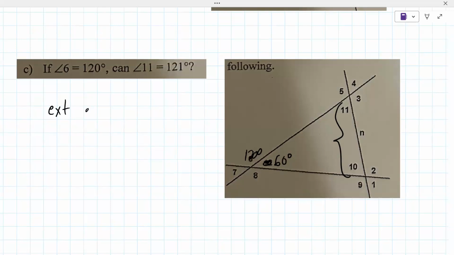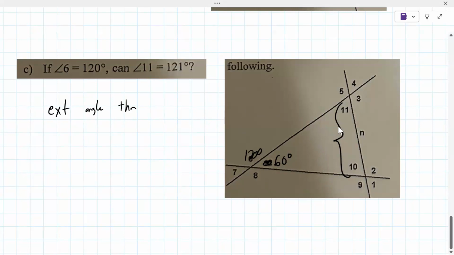Did you guys talk about that? Yeah. The exterior angle equals the sum of the non-adjacent interior angles. Here it says the exterior angle theorem is an exterior angle of a triangle is greater than either remote interior angle. Yeah, but it also equals the sum of these.